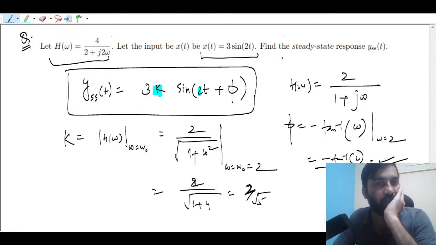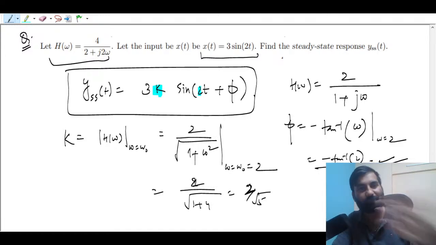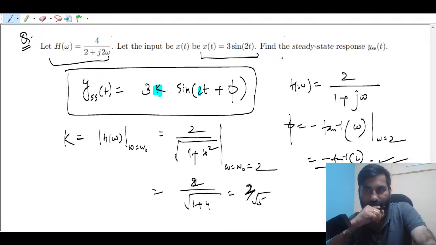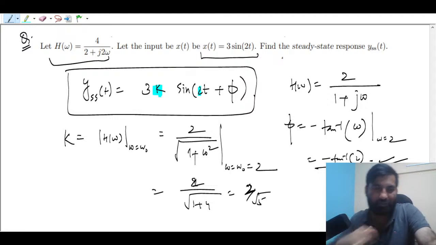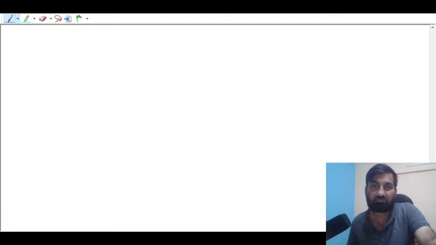Okay, so this procedure is clear to you, right? You can find out this. Okay, fine. So be careful. Sometimes they also make mistakes. So how to find the steady state response? This is the way, right?